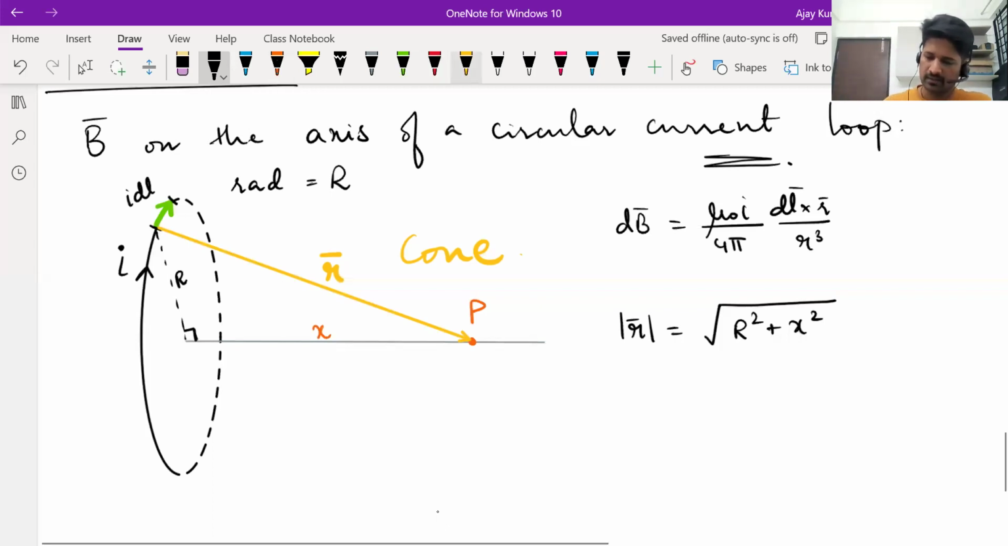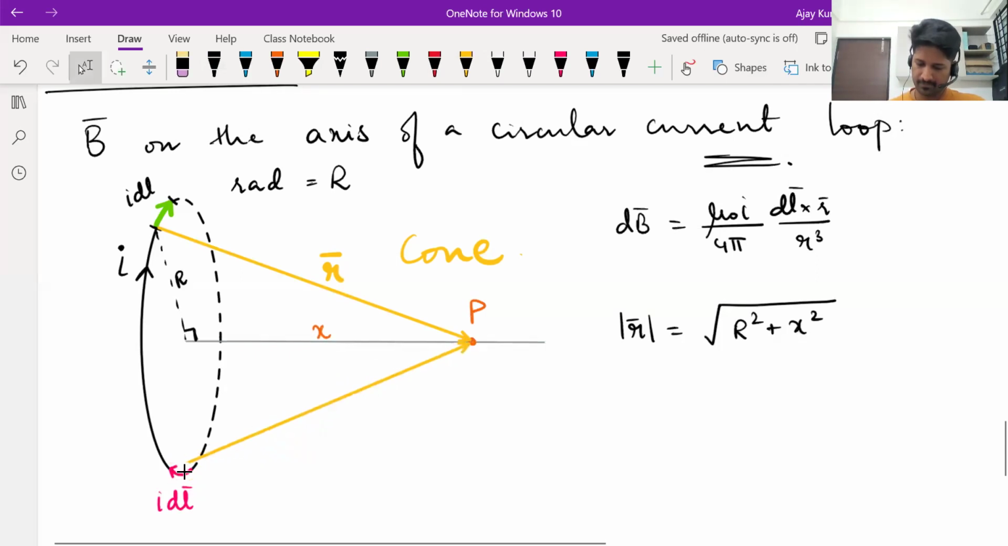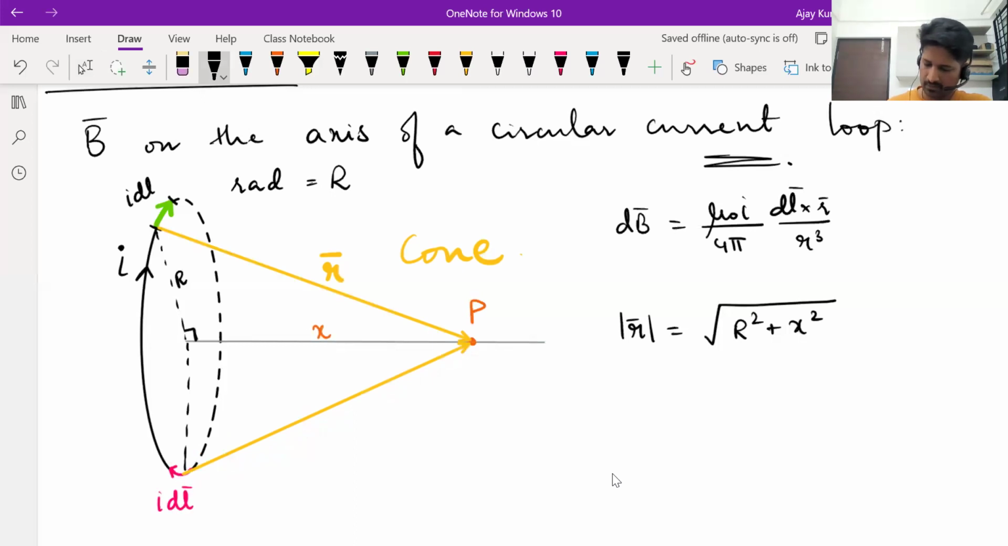In fact, if we take this last element, it will be easy to visualize. Suppose you consider this as dl. From there, if you draw the r vector, some of you may be very comfortable with this, some of you may be finding it a little difficult to visualize. That's why I'm explaining a little slow. So this is small r for that pink element that I have taken at the lower end of the loop. That vector is the r vector, and this angle is 90 degrees. For every element, it will be the same. Fine. So we got the magnitude of r.